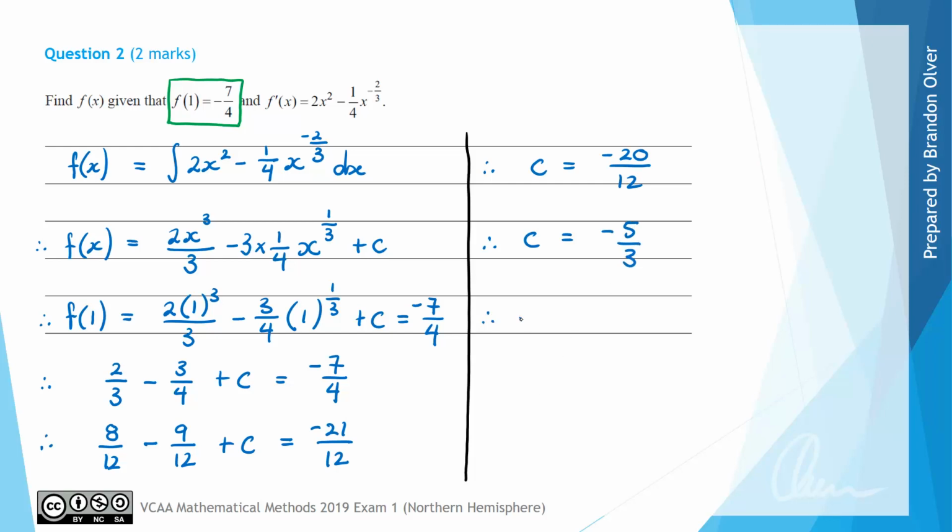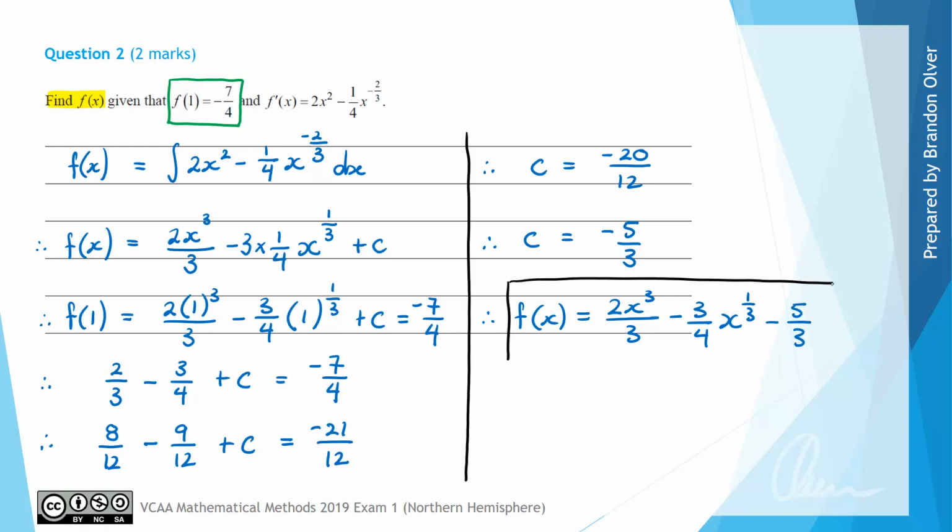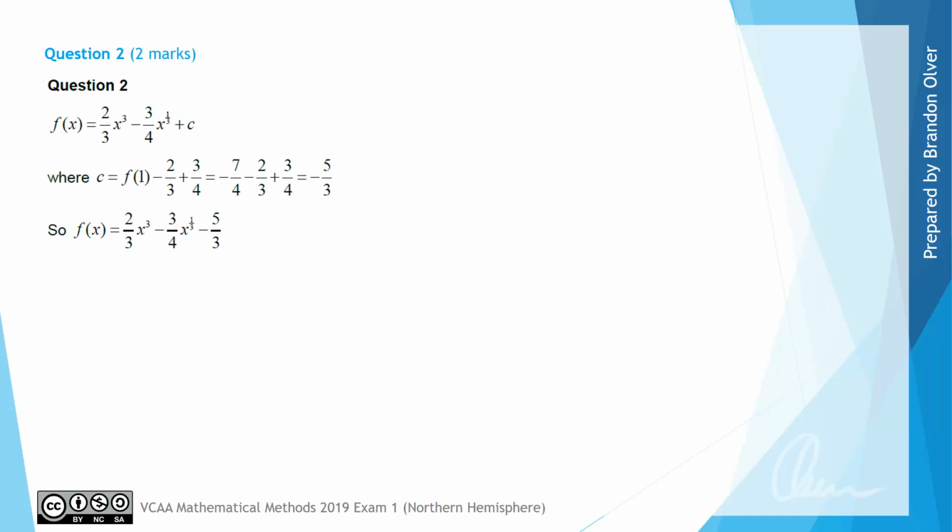So therefore the function f of x, which is what we were asked to calculate back here, is going to equal 2x cubed over 3 minus 3 over 4 x to the power of a third, and then the plus c value that we found just before will be on the end, which will be minus 5 over 3. So that is the answer to this question. And we can see that that's the same answer that's given in the examiner's report for this exam.